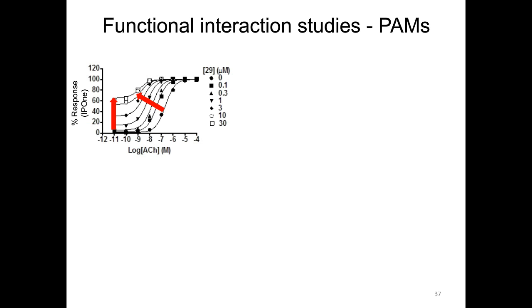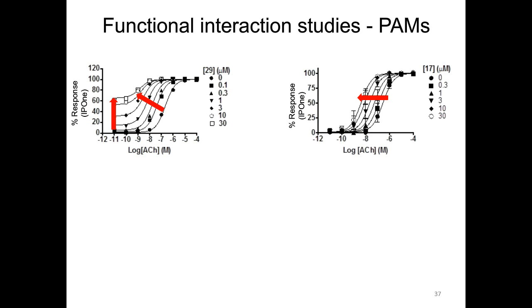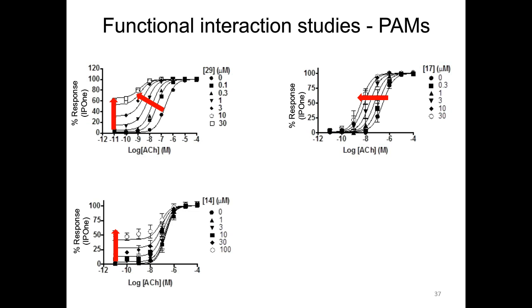So you can see in the first example, this compound 29, it both potentiates the action of acetylcholine in an IP1 assay measuring the function of a muscarinic M1 receptor, but it also acts as an allosteric agonist, and you can see that it increases the signaling in its own right. In the next example, this compound 17, there's no allosteric agonism, but there is robust potentiation of acetylcholine. Moving on to the next example, this compound 14, what we can see is a different behavior again, where we see no potentiation really of acetylcholine, but robust allosteric agonism.